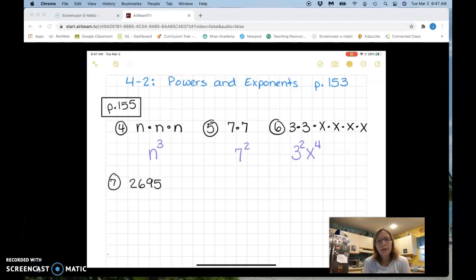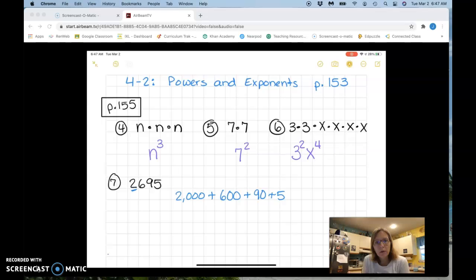Okay, for number 7, it gives us a number, 2,695, and it wants me to write it in expanded form. So to write it in expanded form, first I'm just going to write it out with plus signs in between. So I'm going to say, that's in the thousands place, so I'm going to say 2,000 plus, the 6 is in the hundreds place, 600. The 9 is in the tens place, so plus 90. And then the ones place we just add on at the end.